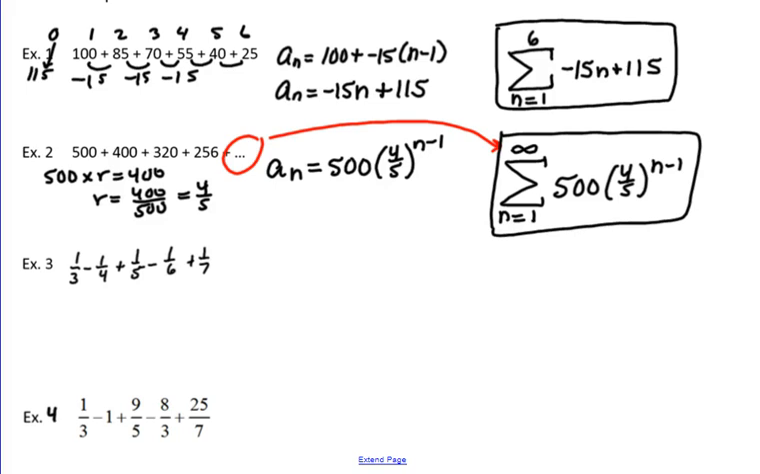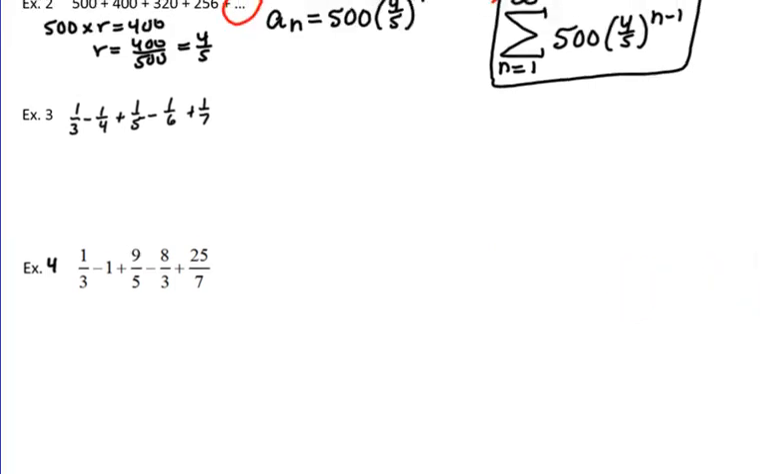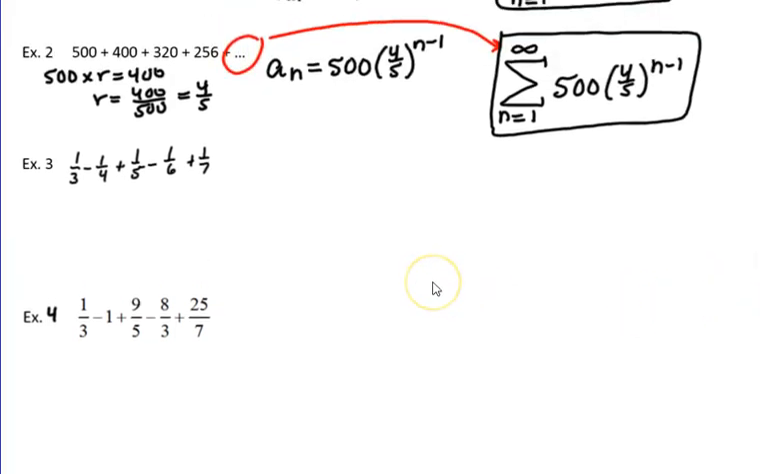Now in number 3 and number 4, we get to sequences that have patterns that are not arithmetic or geometric. You do have to be able to find an explicit rule. You cannot write summation notation with a recursive rule. So we have to be able to figure out some sort of an explicit rule. In order to figure out an explicit rule, we have to look for some sort of connection between the term number and the terms in the sequence.